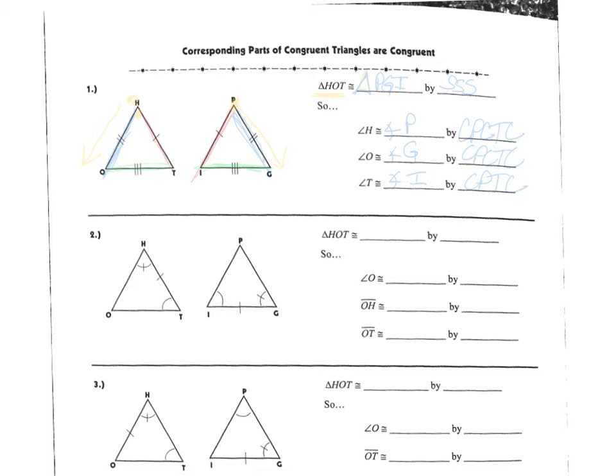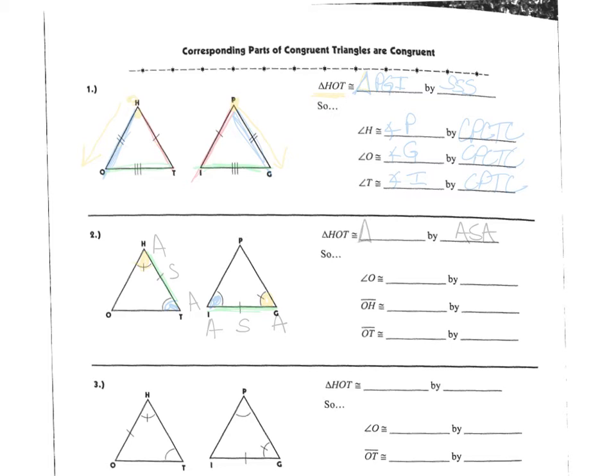So if we look at the next one here, let's look at what's given to us. We have an angle right there that corresponds with this angle here. We have a side with this side, and then we have this angle with this angle. And so you can see that what we have is an angle, a side, and an angle. And so that is going to be the pattern that we'll use to be able to prove congruence.